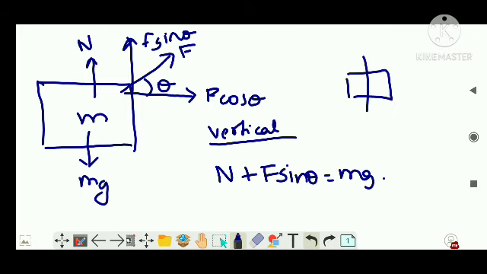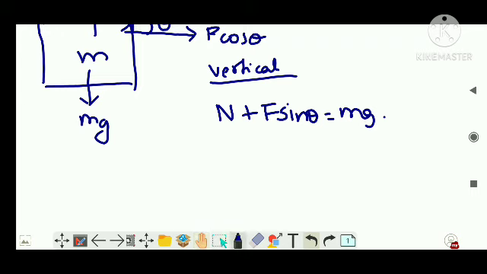The horizontal motion will be there. That is, the horizontal motion is due to F cos theta. F sin theta is not causing any movement. It is known to you that the object is not moving up. Obviously, it is not going to move up, so there is no vertical movement. Clear?